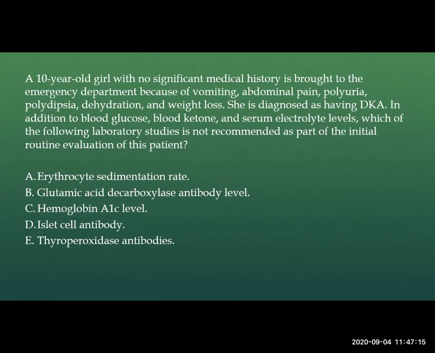Yeah, A. Right. So the reasoning is, the antibodies, you do want to measure at the time of diagnosis, obviously, to tell you what the diagnosis is. The A1C you should measure. Thyroid peroxidase antibodies, as I said, you can measure them at the time of diagnosis to check for comorbidities. The ESR is the only one that doesn't really give you any information about DKA. It doesn't really have any place.